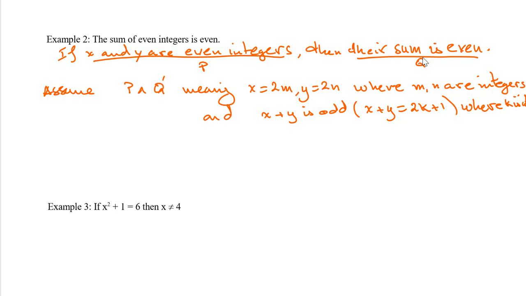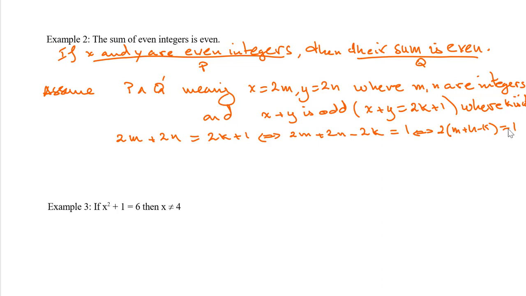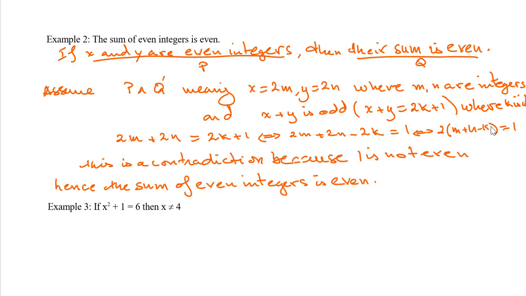The assumption is that 2m plus 2n is equal to 2k plus 1, because the sum of x and y becomes 2m plus 2n. The sum of evens, so m and n are even, and if I add them, I must have odd. So right here, if I subtract 2k from both sides, this is equivalent to stating that 2m plus 2n minus 2k is equal to 1, which, if I factor the 2 out, is 2 times (m plus n minus k) equal to 1. So it tells me that 2 times an integer equals 1, that means 1 is an even number. And as we know, 1 is not even. So this is a contradiction because 1 is not even, and therefore the sum of even integers is even.